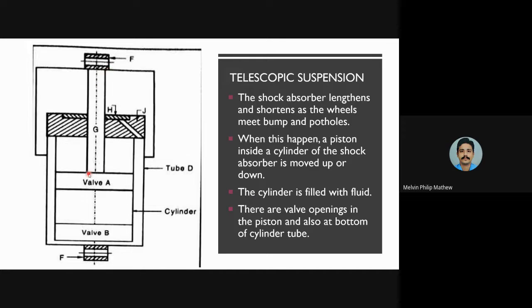To return to its original position, the spring then expands, thereby expanding valve A, which again produces a hydraulic power that is transferred to valve B, and this hydraulic power then expands the arm. So it is in the shape of a telescope. A telescope has multiple tubes coming out of a single tube, and in the same way this suspension is mounted, and hence it is known as telescopic suspension.